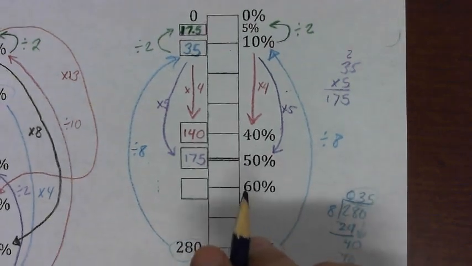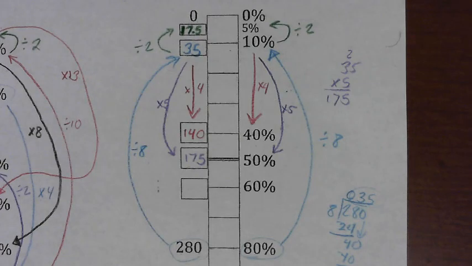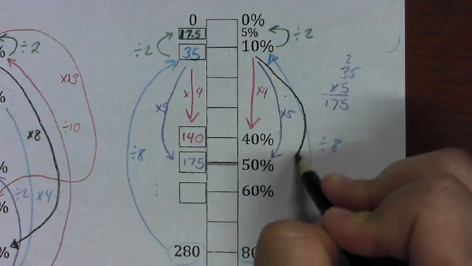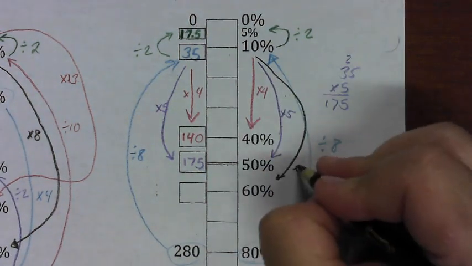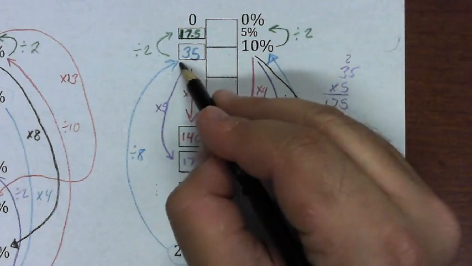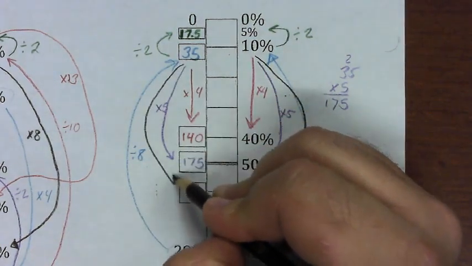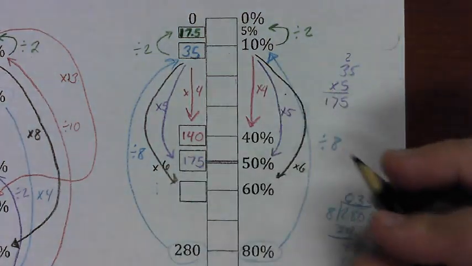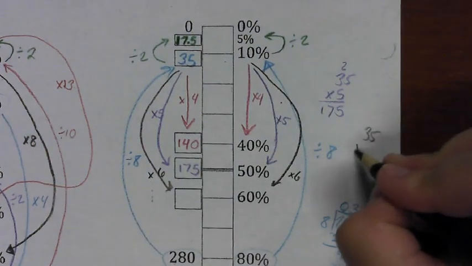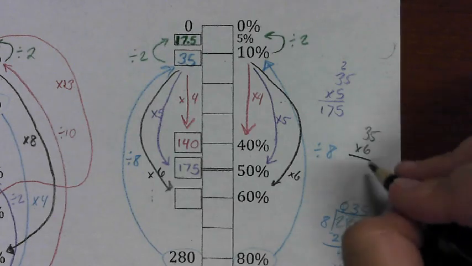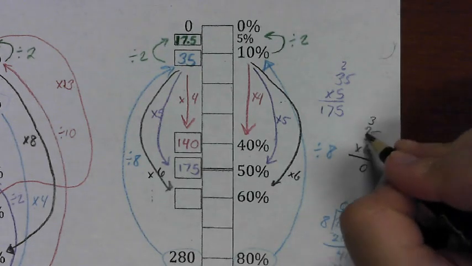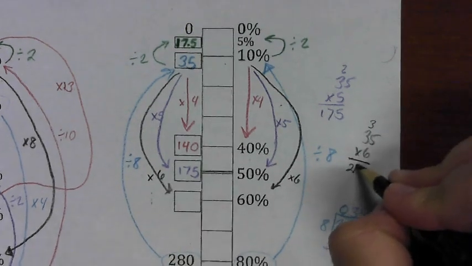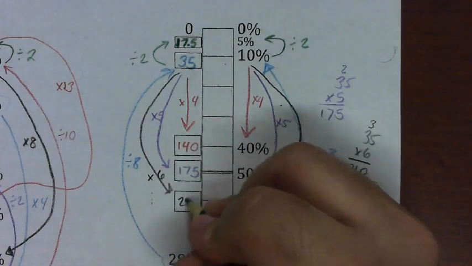So now that I have that, now I'm going for 60%. So for 60%, again, I'm going to use my 10%, and I'm going to bring it over here, and I'm going to multiply by 6. So I'm going to take this 35, and I'm going to multiply it by 6. So 35 now times 6. 6 times 5 is 30, carry the 3. 6 times 3 is 18, plus 3 more gives me 21. So it gives me 210 for 60%.